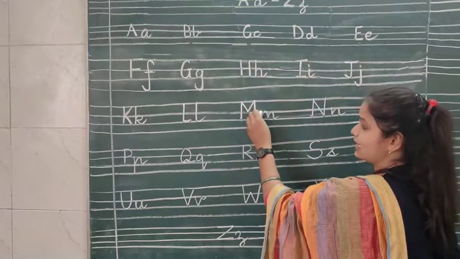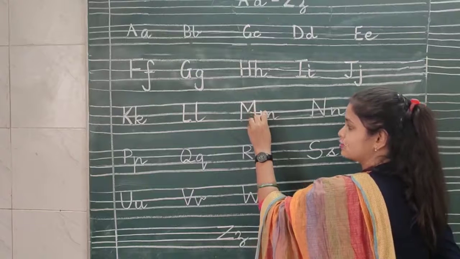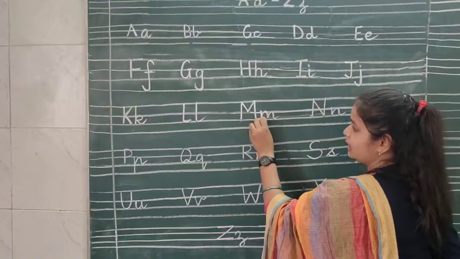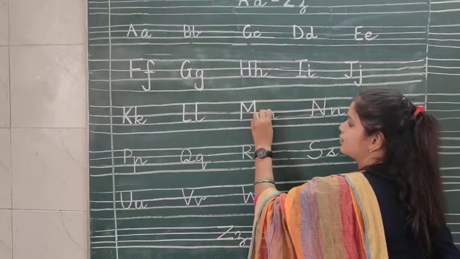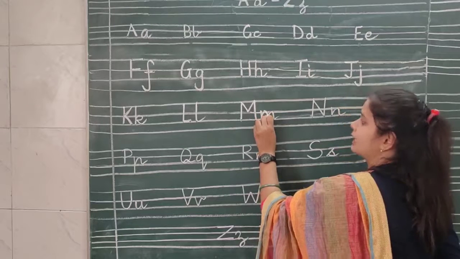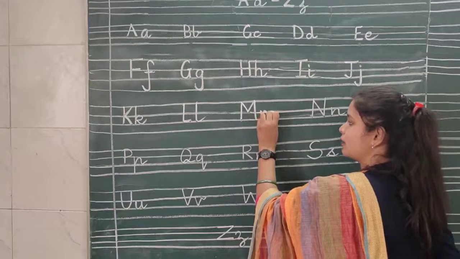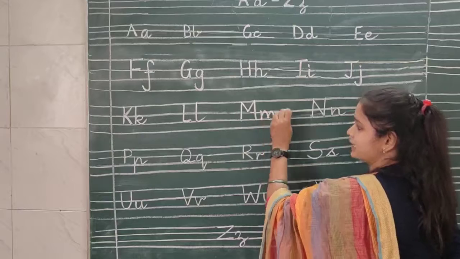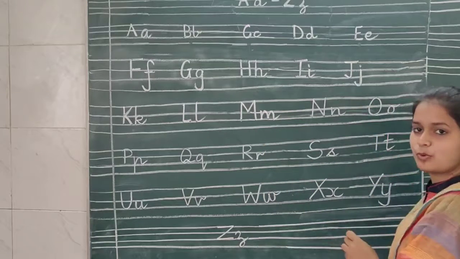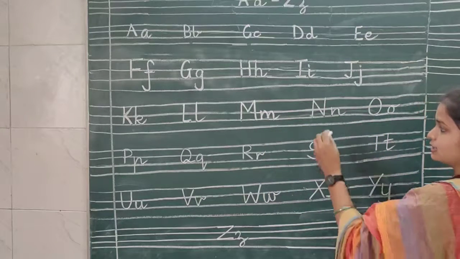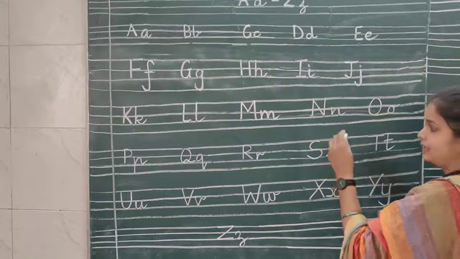Children, coming to small m: one straight small line from the middle, then up, round, down, again up, small round and down and a kick. This is M, small m. Now coming to the next letter, that is N.